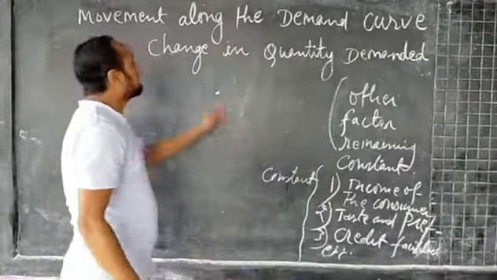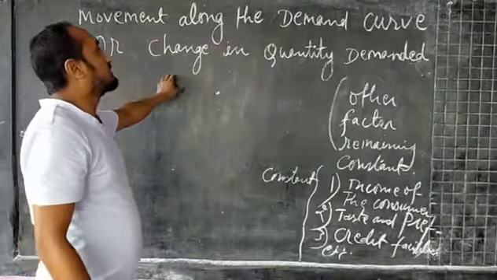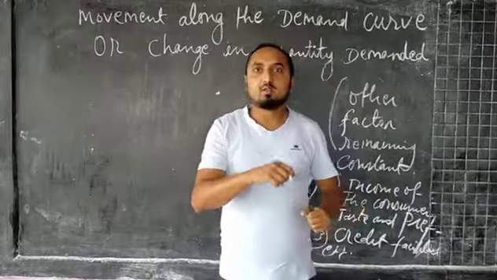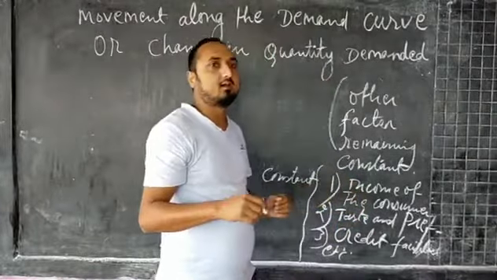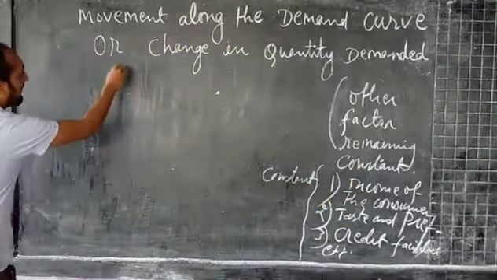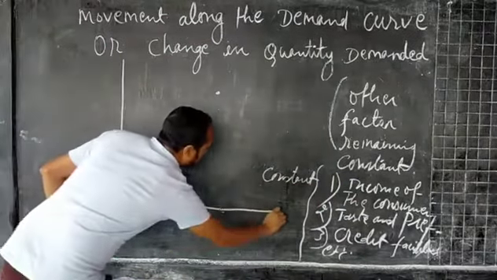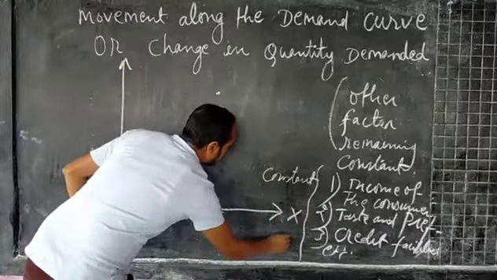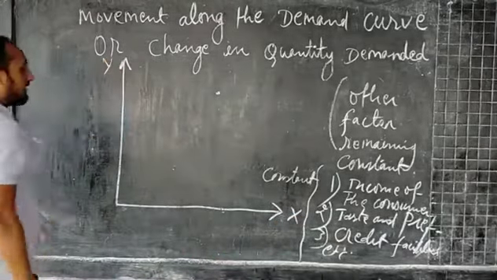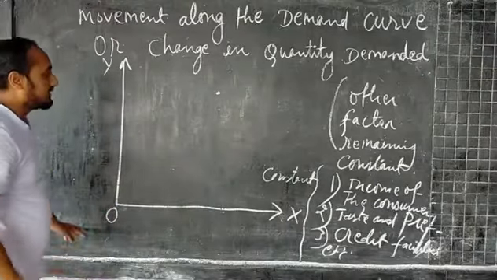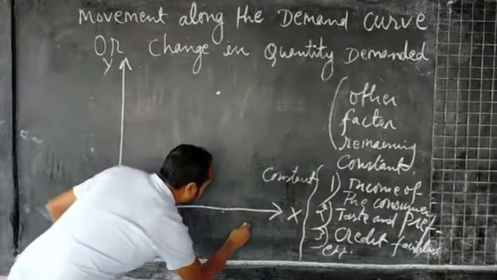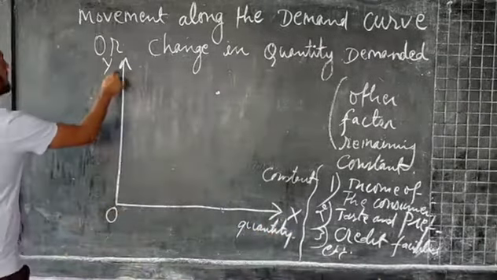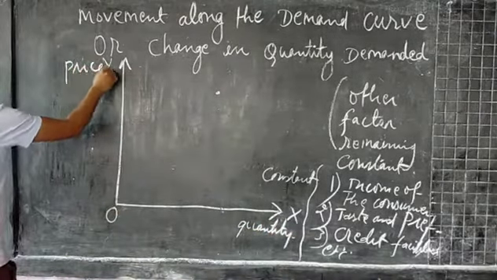Now this movement along the demand curve or change in quantity demanded can also be represented with the help of a diagram, and the derivation of the demand curve we have already done in the previous class. We know that the demand curve is downward sloping. Let's consider two axes, x-axis and y-axis. This is your origin. On the x-axis we measure the quantity demanded, and on the y-axis we measure the price.